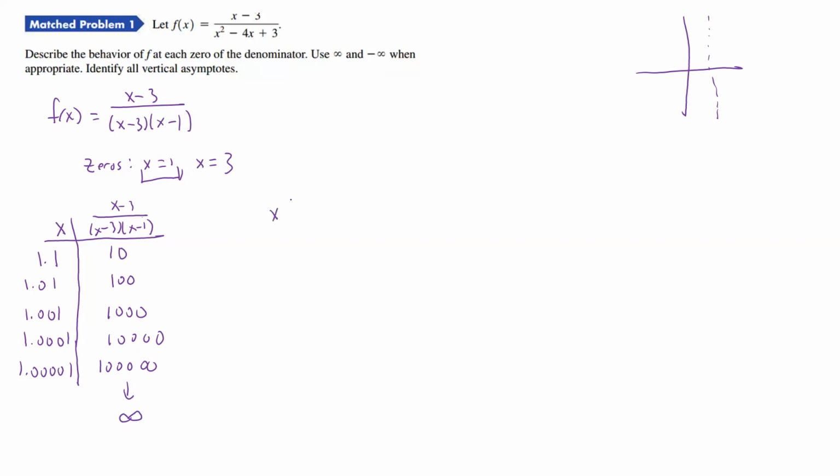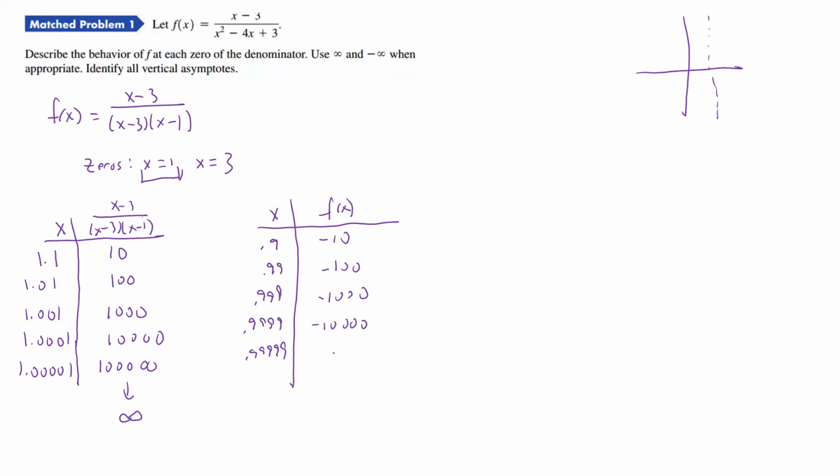Now, if we plug in values from the left into the same thing, and this time we're going to be lazy and just write f of x, we say we have 0.9, 0.99, 0.999, 0.9999, and 0.99999. Then what do we get? Well, this one we get a minus 10, and then minus 100, minus 1,000, minus 10,000, minus 100,000, and so on. And it looks like it's going to negative infinity.